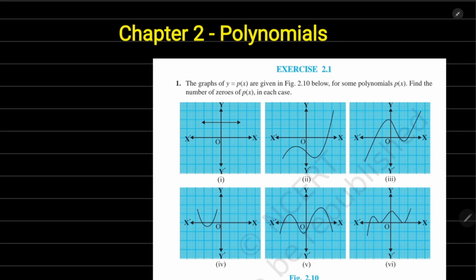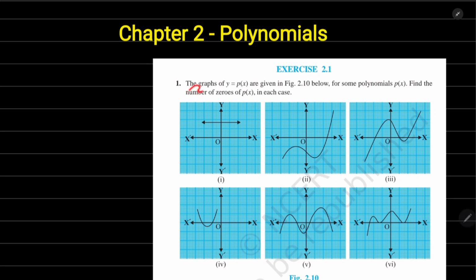In today's video, let us solve NCERT exercise 2.1 of the chapter Polynomials. Let us read the question clearly and try to understand what you need to know in order to solve this kind of questions.